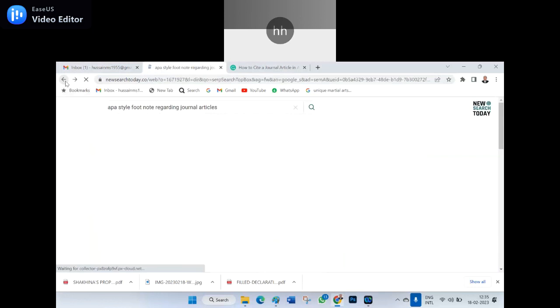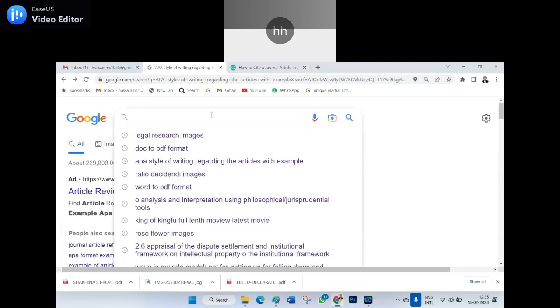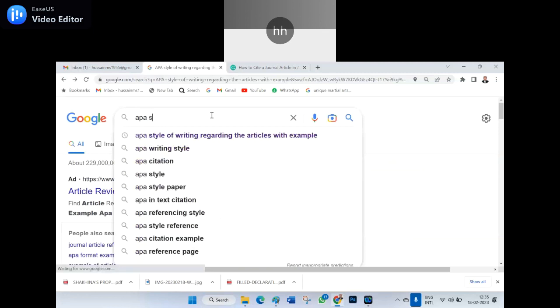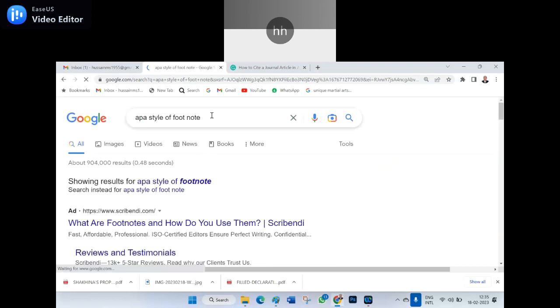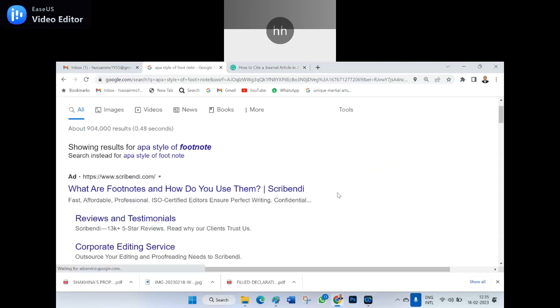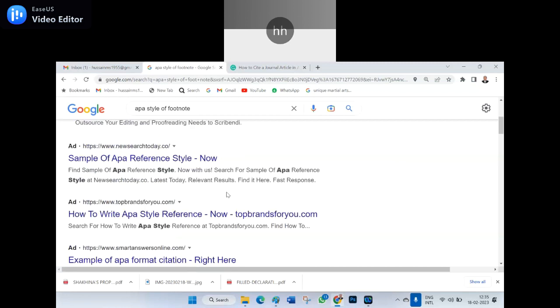APA style, just we can write APA style, then it will give about the journals and about everything. APA style of footnote, yeah, it will give everything. What are the footnotes, how to use them? But not in which, in the APA style. The sample of APA reference style, here, how to write APA style references, the sample is given, let us see the sample.